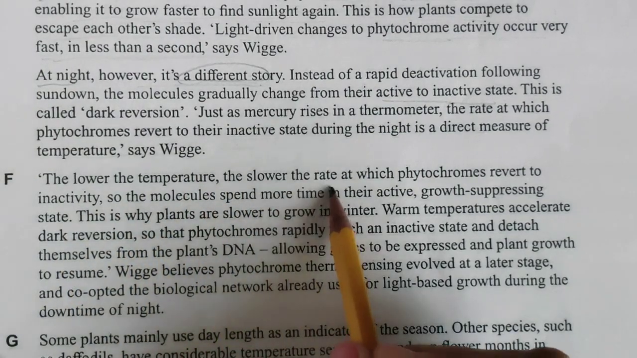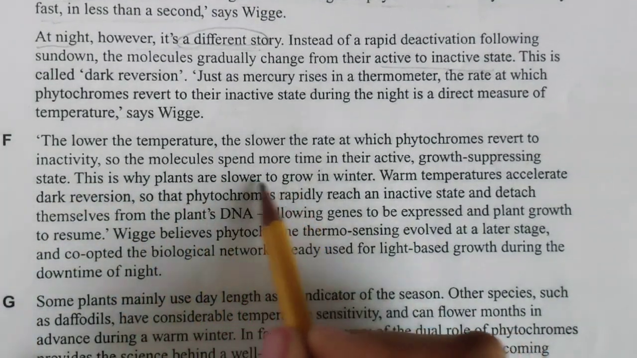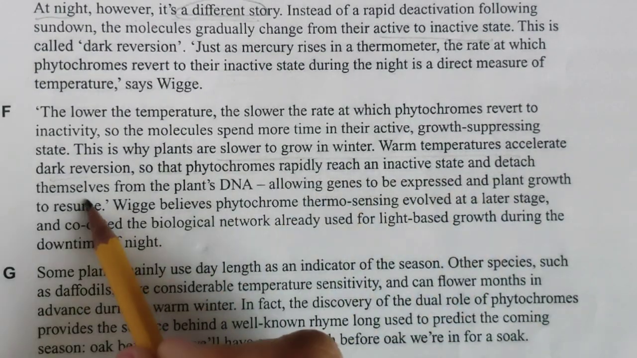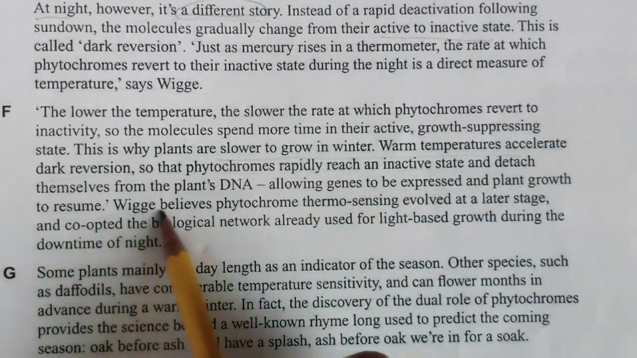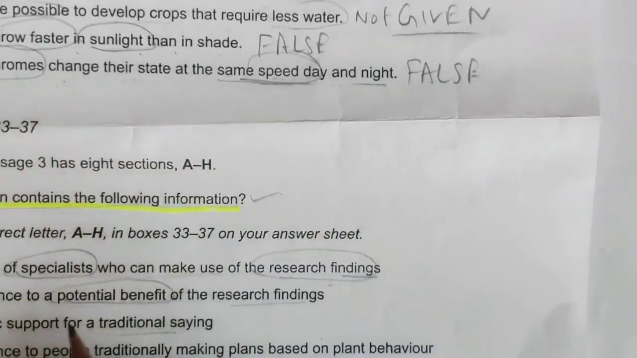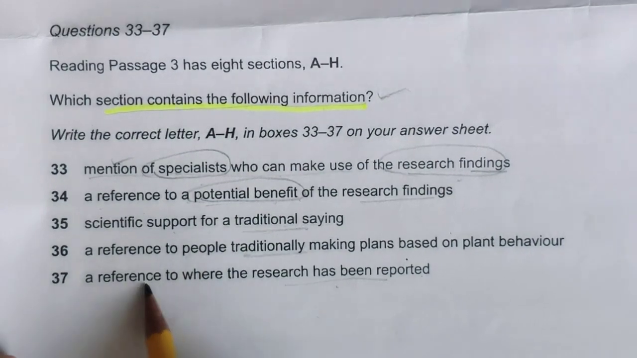The lower the temperature, the slower the state reverts to inactivity. Molecules, which is why plants grow slower in winter. Warm photochromes detach themselves. Such plants evolved at a later stage. Okay, so reference, potential benefit, scientific, traditional kind of thing. Research has been reported. Nothing. No.